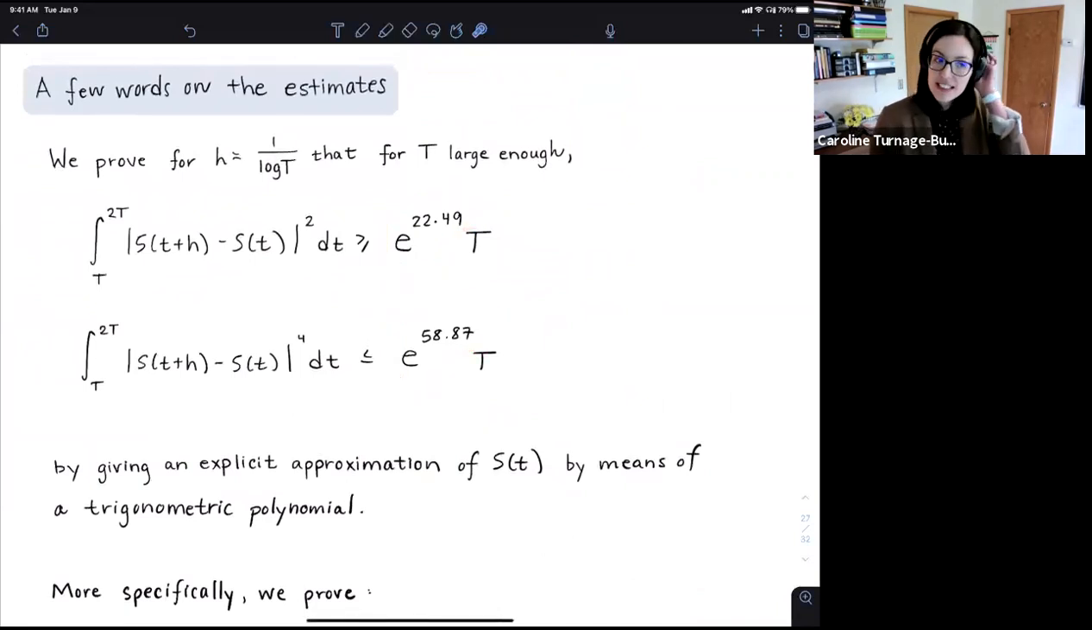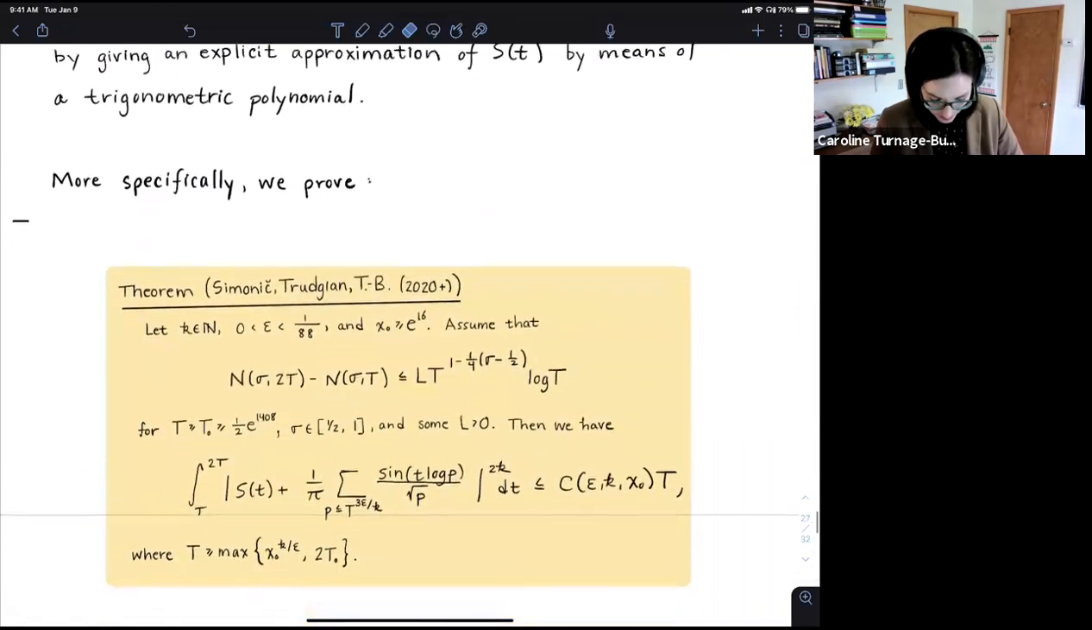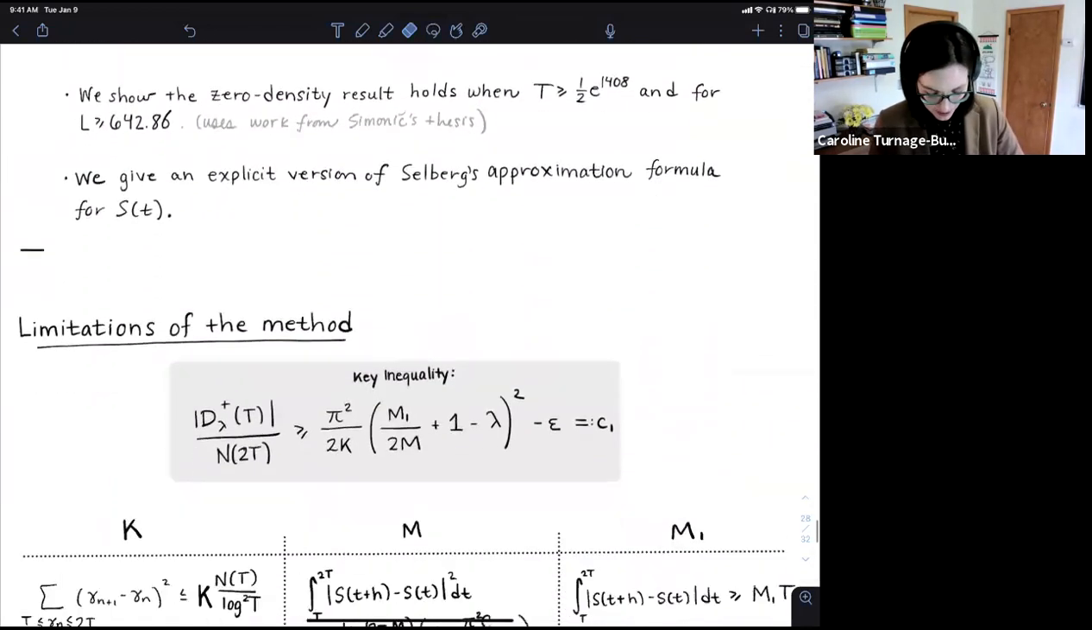And the way that we do this is we approximate the zeta function, or the argument of the zeta function, by means of a trigonometric polynomial. This depends on a certain zero density result kicking in at a certain moment. And this is one reason amongst many that it was nice to have Simonič on the project, because these zero density results are directly related to his thesis. So it was really nice to have him on the project.